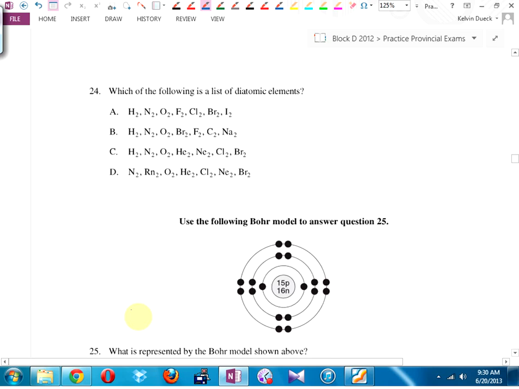Which of the following is a list of diatomic elements? What's the dumb, clever way we can remember this? Okay, Mr. Hofbrinkel: hydrogen is diatomic, oxygen is diatomic, fluorine is diatomic, bromine, iodine, nitrogen, and chlorine. By the way, make sure you clue in, that's a lowercase l, it's chlorine. Don't think it's a capital L for lithium, even though lithium is Li. So which one do we have here?